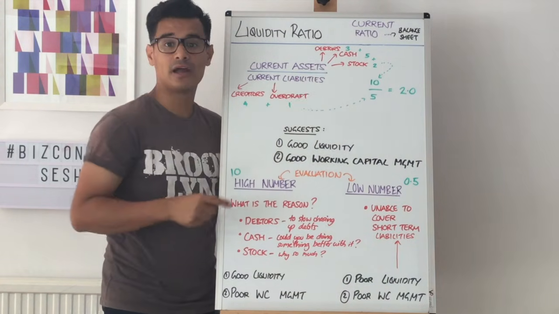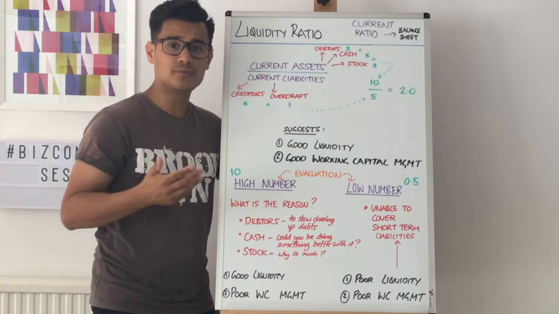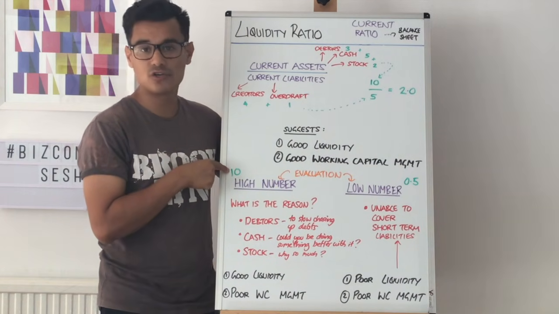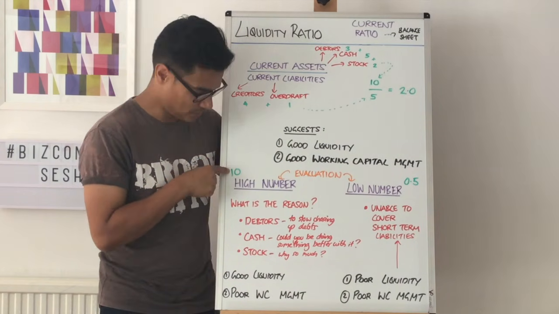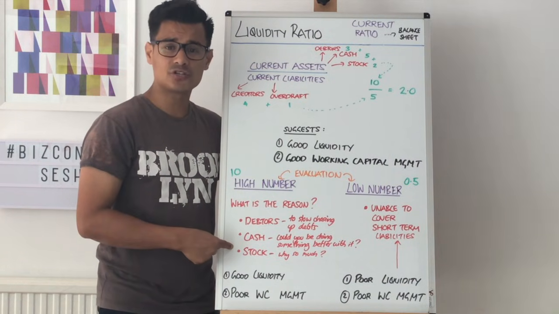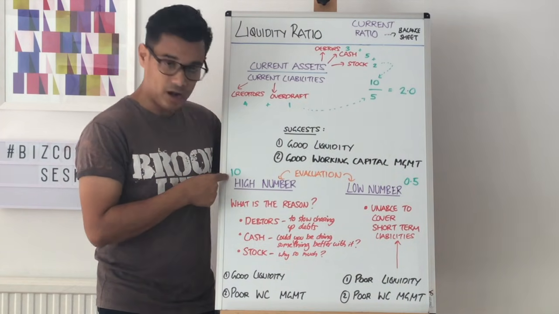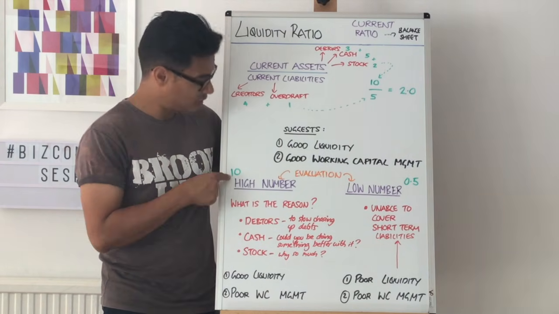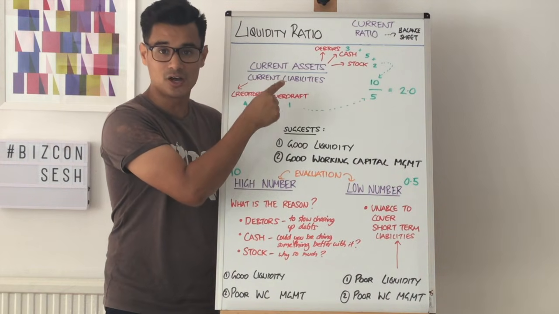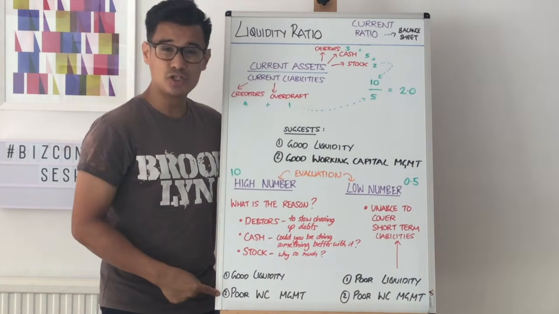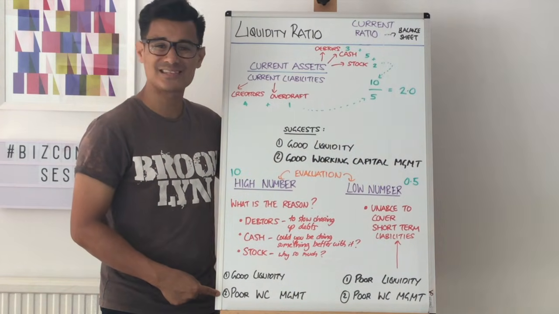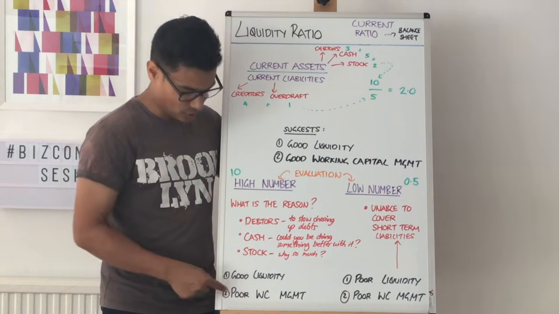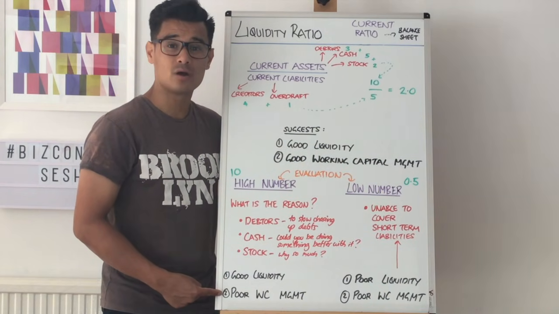If your cash is so high, well, why is your cash so high? Could you be doing something better with your cash? Because it's not necessary for you to cover your current liabilities 10 times over. Or your stock, why have you got so much stock? So in the case of a high number, for instance 10, that suggests that you've got good liquidity, yes, because you're covering your current liabilities 10 times over in this case, but could you be doing something better with all those current assets you've got? Could you be managing your working capital better? So it could indicate that you have poor working capital management.